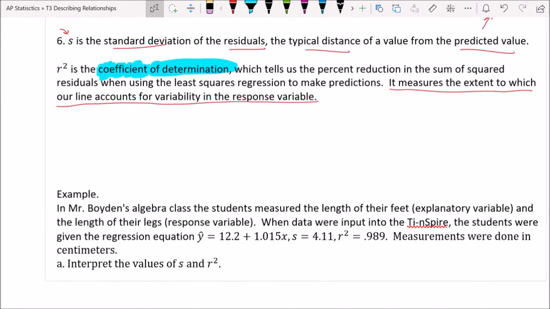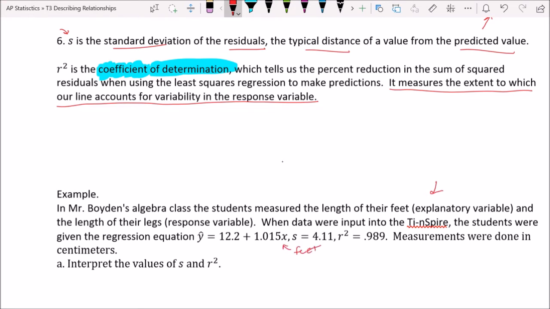Okay, let's do an example of these two things. In my algebra class, the students measured the length of their feet, which we're calling the explanatory variable, and the length of their legs, which we're going to call the response variable. Then the students put the data into their TI-Nspire, and they got the regression equation given below: y hat equals 12.2 plus 1.015x, where x is the length of the feet. That's the explanatory variable. I'm going to make a note here. That's feet.